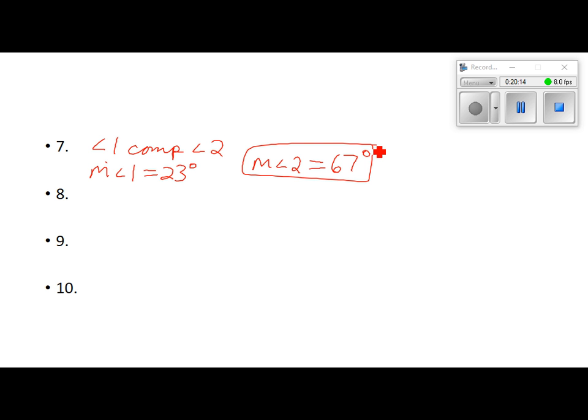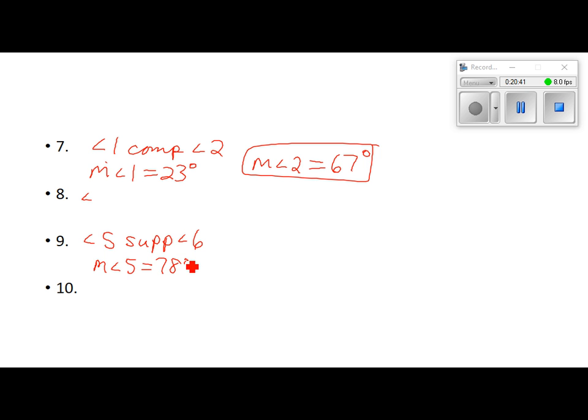What's number 8 say? Angle 3 is complementary to angle 4. Same kind of problem, right? So let's skip down. What's number 9 say? Angle 5 is supplementary to angle 6. Angle 5 equals 78 degrees.